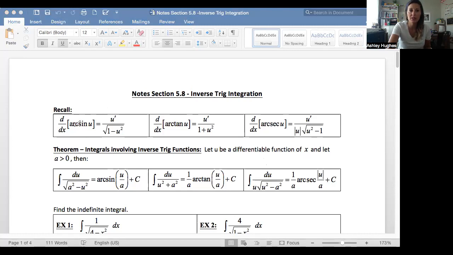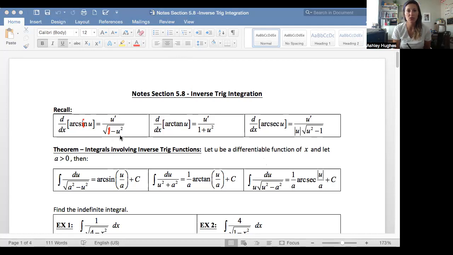Okay, so first we have these derivatives. If you recall, the derivative of arcsine is u prime over the square root of 1 minus u squared. Arctan is u prime over 1 plus u squared, and arcsecant is u prime over the absolute value of u times the square root of u squared minus 1.